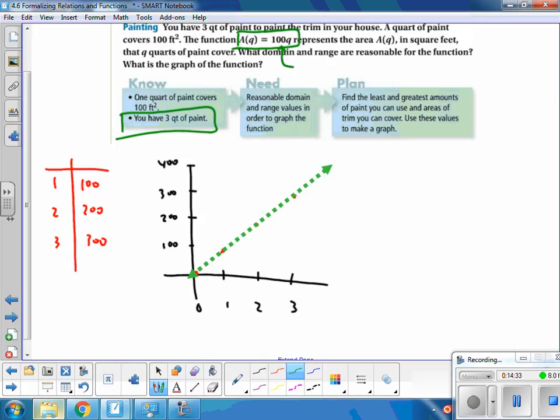Okay, so our domain, so here's our numbers here. We have our 3 quarts of paint domain, and my range is really going to be 300 or less. So I can say that my range is going to be less than or equal to 300 is what I'm working with on this one. So I can paint anything up to 300 square feet.